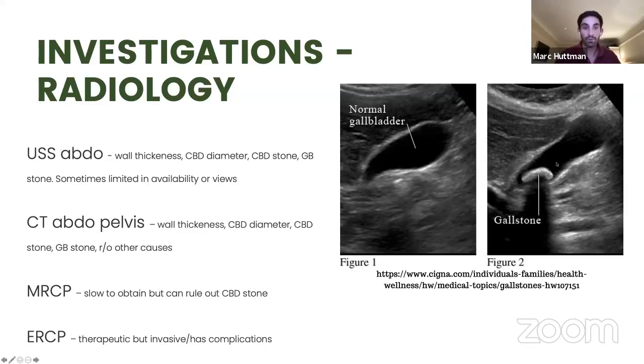With ultrasound abdomen, you can also look at the thickness of the gallbladder. So a thick wall would mean that it's angry and inflamed. That's cholecystitis as opposed to colic. And you can also look at things like the common bile duct size and things like that.